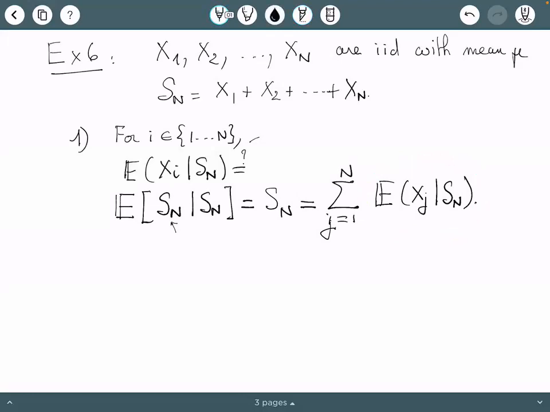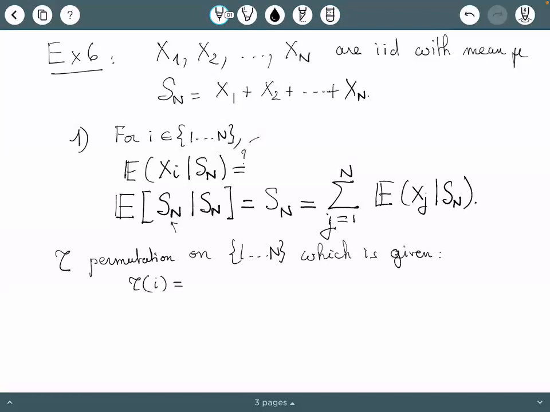You can take a permutation tau on 1 to n, which is a transposition in fact, given as follows. I fix i and k, and tau(i) is equal to k, tau(k) is equal to i, and tau(l) is equal to l for l different from i, k. It is a permutation which exchanges k with i, and we let the other integers invariant.